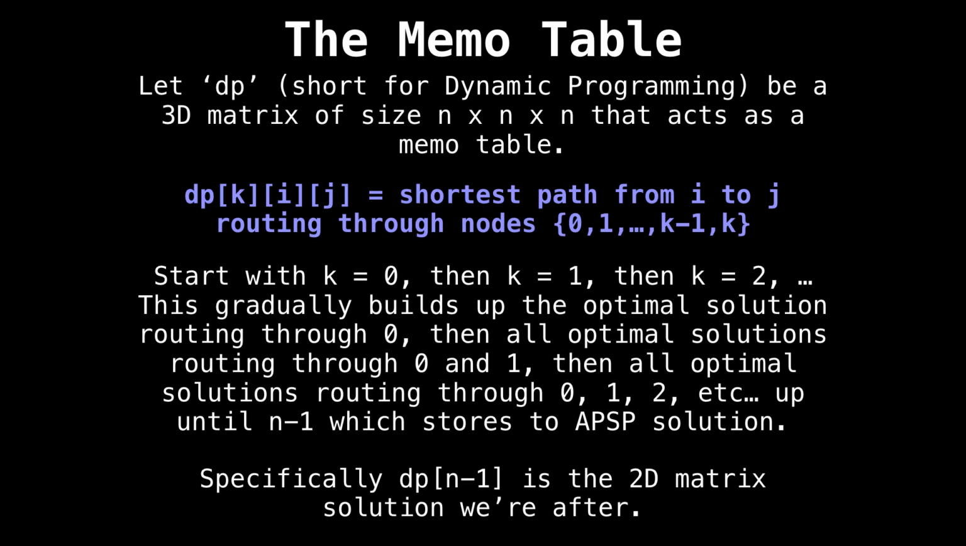What we'll do is start by computing k equals 0, then k equals 1, then k equals 2, and so on. This gradually builds up the optimal solution routing through 0, then all optimal solutions routing through 0 and 1, then all optimal solutions routing through 0, 1, and 2, and etc. Up until we covered all nodes, at which point we have solved the all pairs shortest path problem.